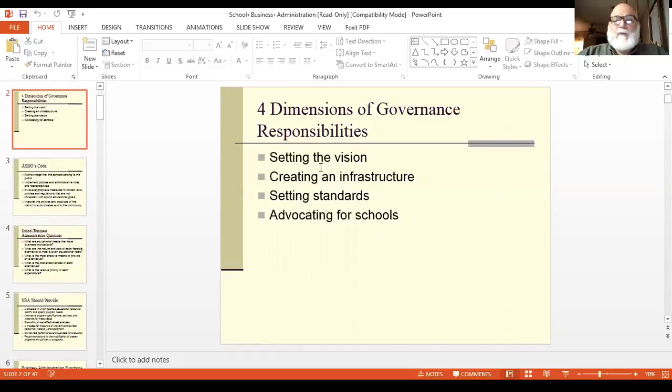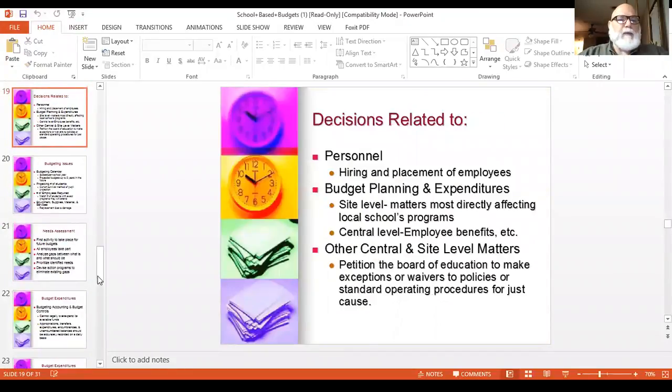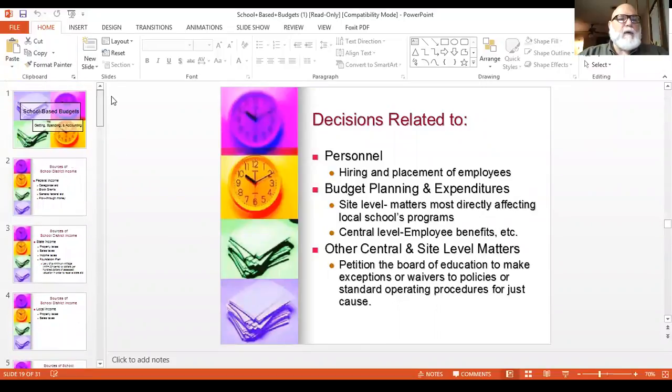The one that I just shared with you is how to build a school-based budget. You had some reading this week on that, but this is a good PowerPoint that summarizes it. I always like to have something that summarizes everything and pulls it together. So make sure that you take a look at the things that I just covered.